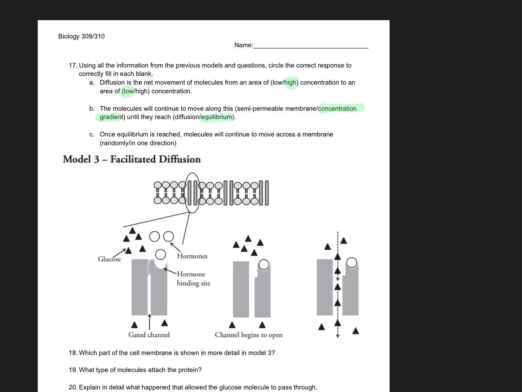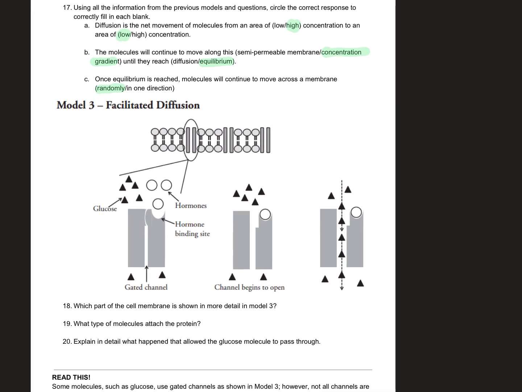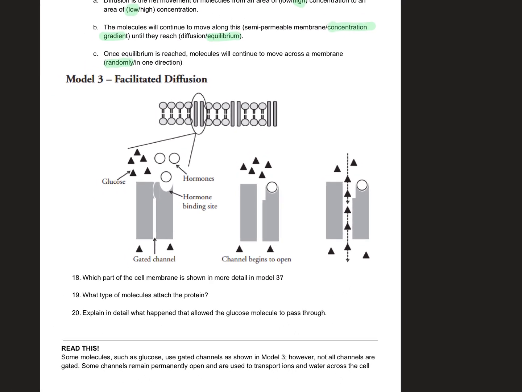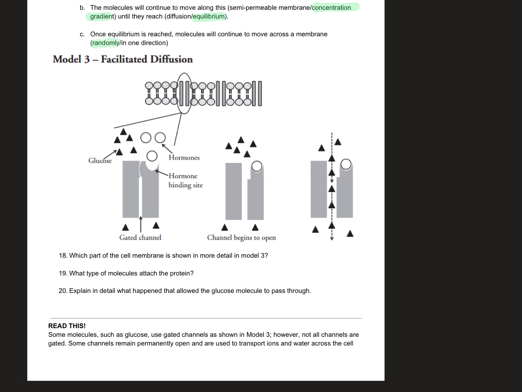Once equilibrium is reached, molecules will continue to move across the membrane randomly, and not in one direction. In both directions, they would randomly move, and they're always moving randomly. It's just sometimes there's so many more on one side that more move in one direction than the other.